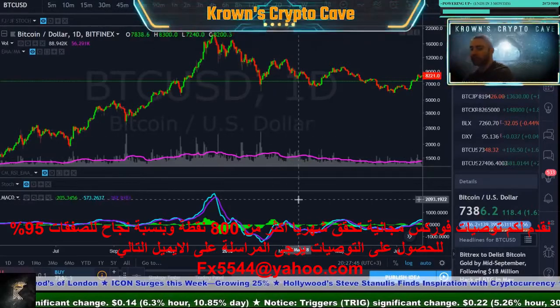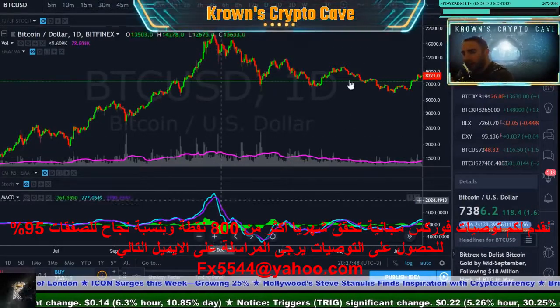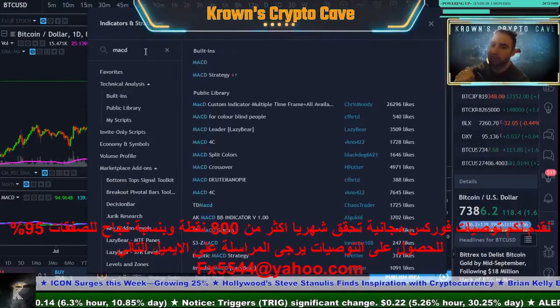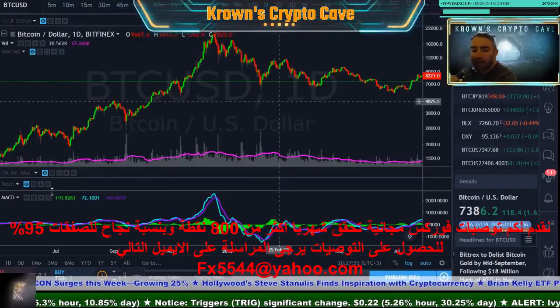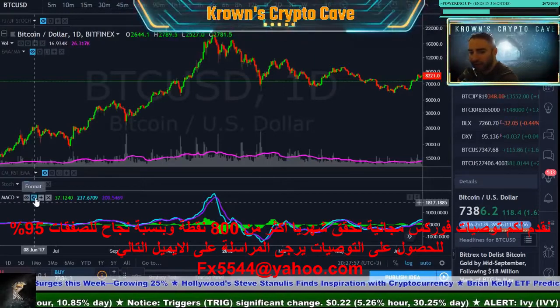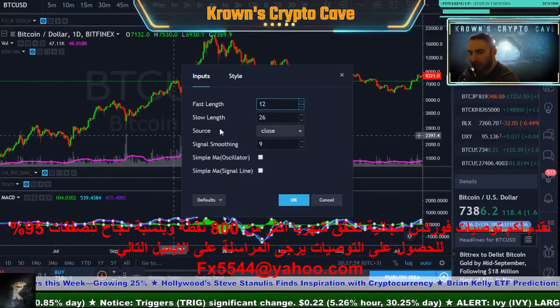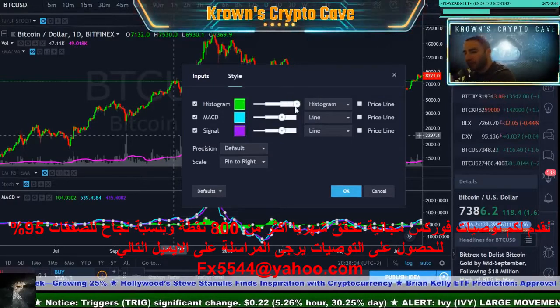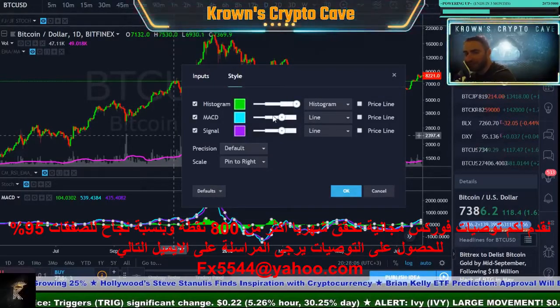Let me get rid of that on the chart. And over here, you can see that I got my MACD. It's just the default one in the public library. Just type in MACD, it'll pop up right there. And then as you can see, I have hit the gear icon right here. I have not changed any of the lengths, 12 and 26, but I have changed the style. I've made the histogram nice and thick, which is exactly what I need.